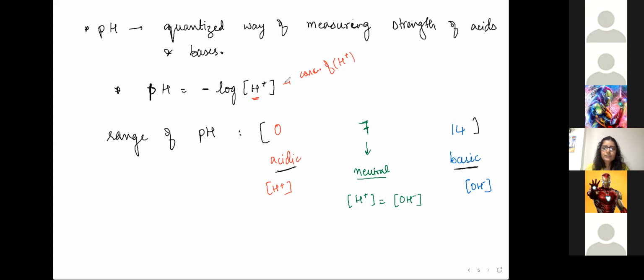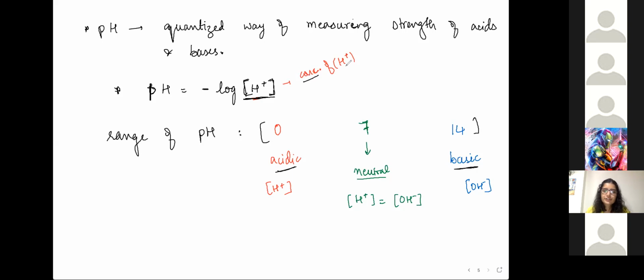Oh, this part. This says something in square brackets, and it stands for concentration of H plus ions. If you want, you can note it down, otherwise you can let it be. You're not going to use this formula as such. So if you want, you can write it down, otherwise.